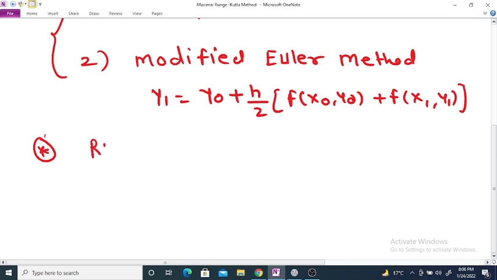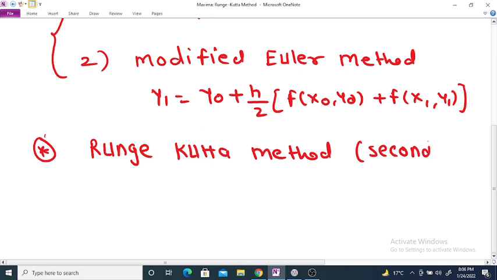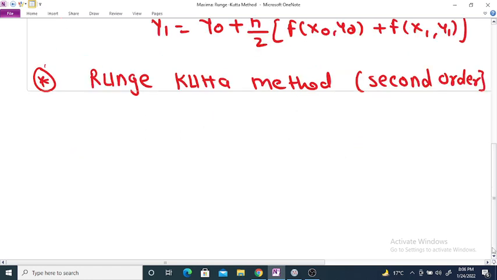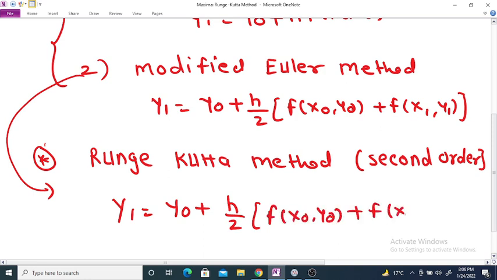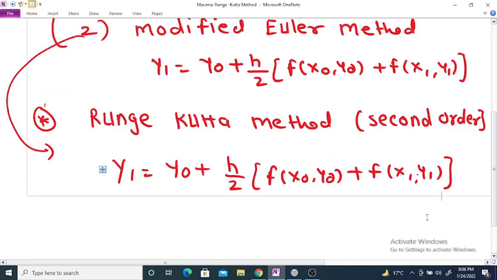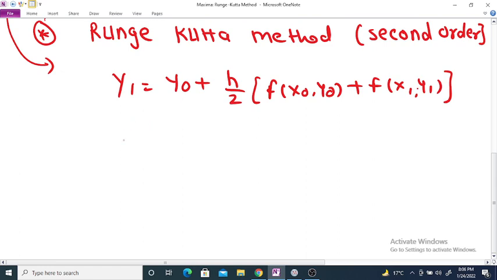Runge Kutta method, second order. So from the modified Euler method, we can write y1 is equal to y0 plus h by 2 times f of x0, y0 plus f of x1, y1. Now in this equation put x1 is equal to x0 plus h and y1 is equal to y0 plus h f of x0, y0.